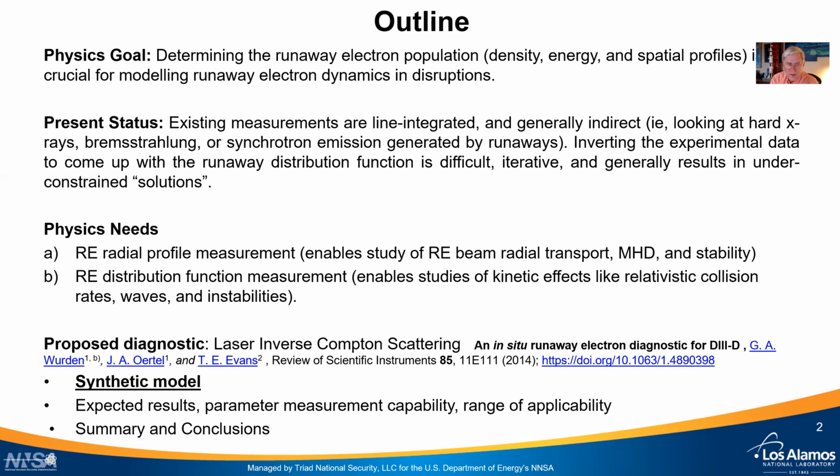And if we could get a radial runaway electron profile, just like we have a radial profile of density from Thomson scattering from thermal electrons, and if we could get a runaway electron distribution function of energy, just like we have temperature from thermal electrons with Thomson scattering, that would be really great. And in fact, when we do that, it's called laser inverse Compton scattering, which is basically Thomson scattering off of a relativistic electron population. So our synthetic model is going to test this out.